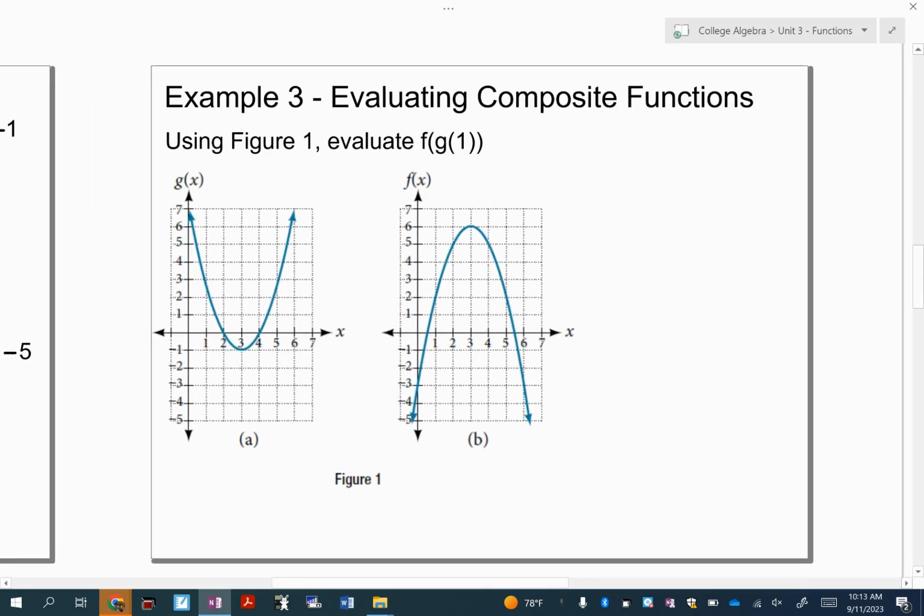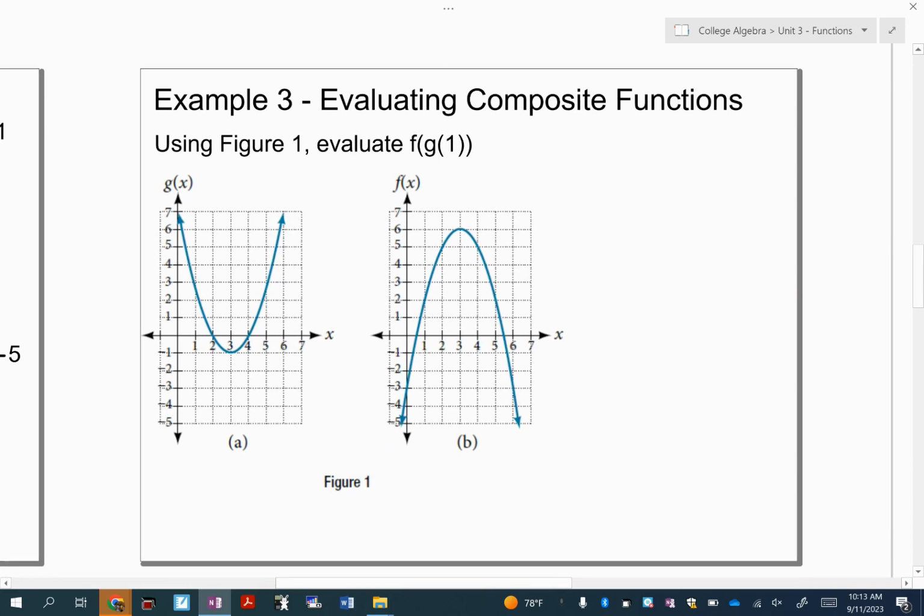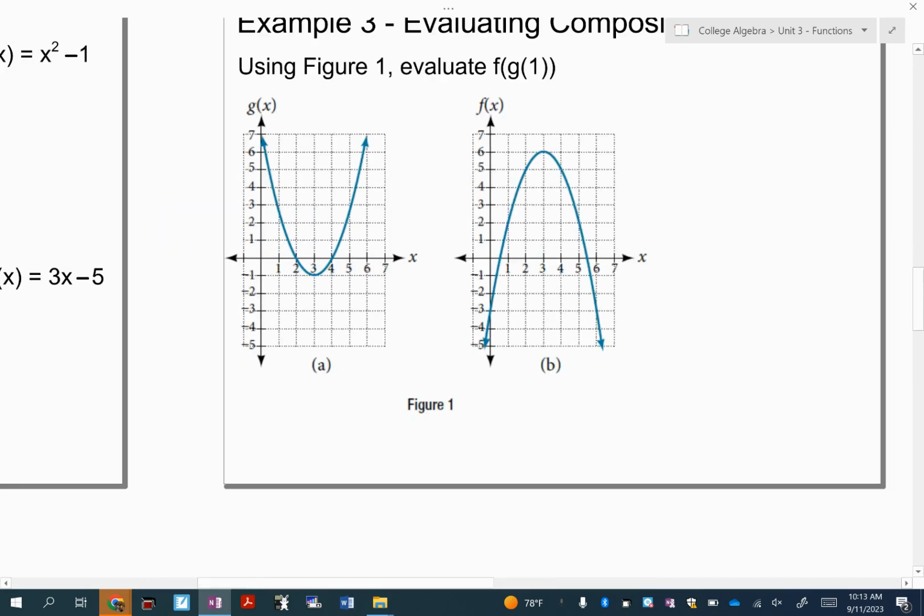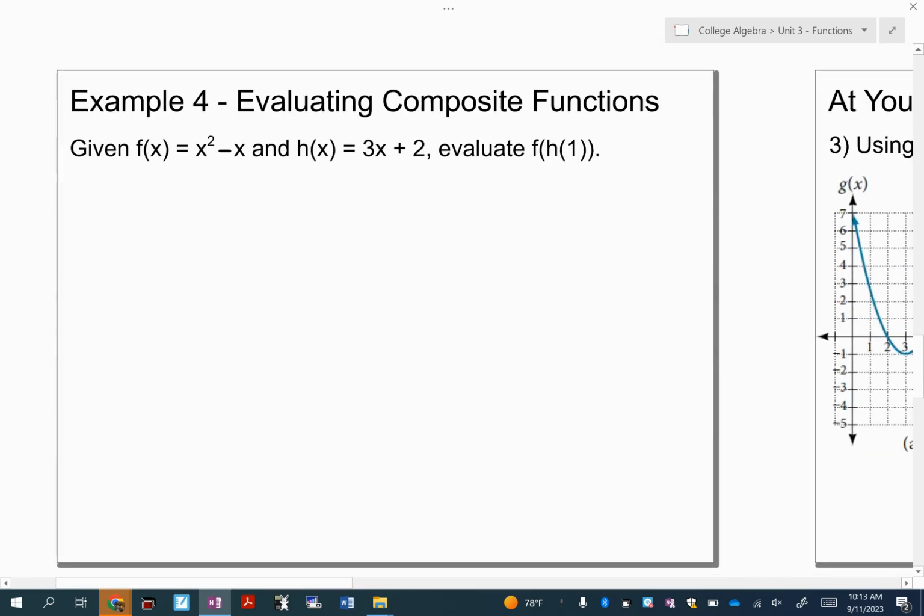But let's look at how to compose when you're given a graph. All right, so this one, actually, you know what? I'm gonna do that second. Let me show you how to compose when you're given a function. All right, the actual functions, not the graph. So this is to do f of h of 1.